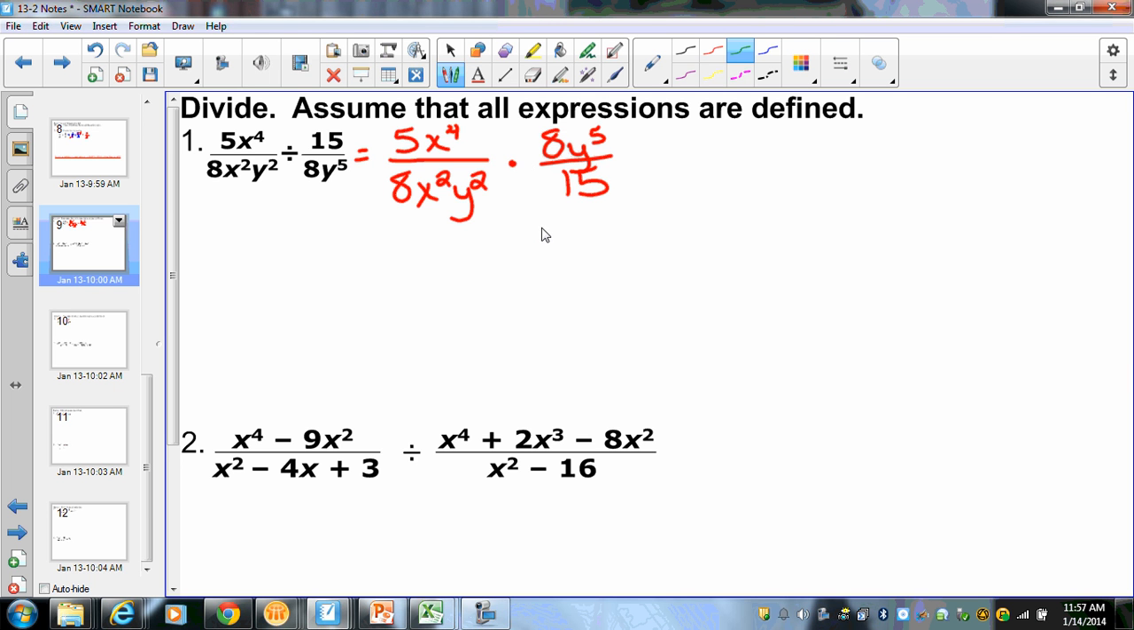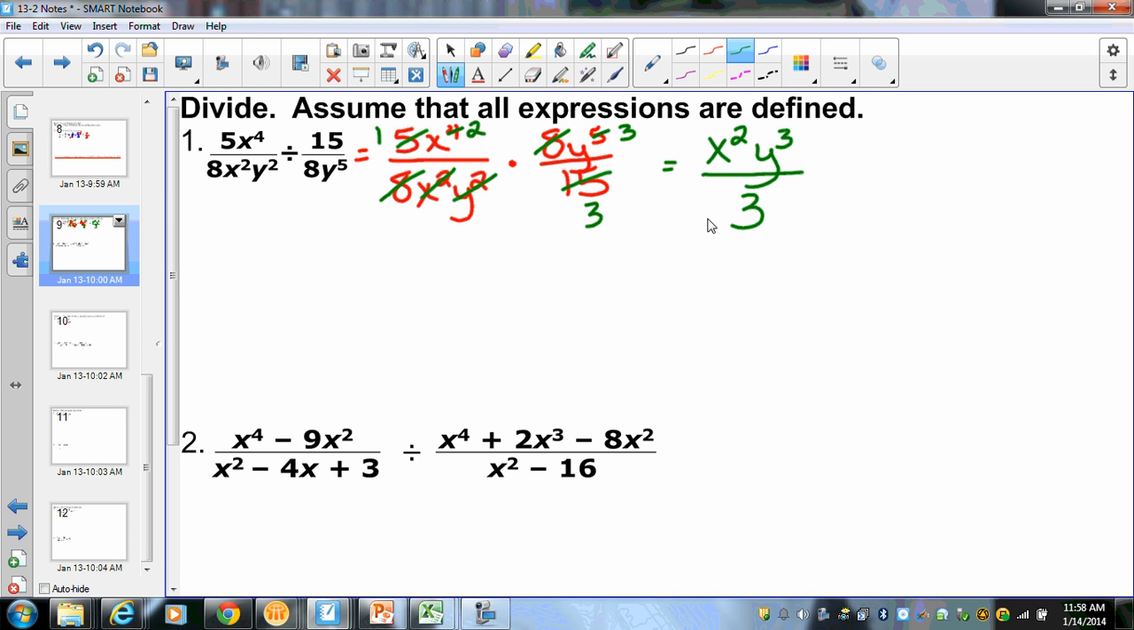And now at this point, it becomes just like the problems we did yesterday. We cancel out things that are in common between numerators and denominators. This can reduce to a 3, and this reduces to a 1. This will reduce to an x squared, and this will reduce to a y cubed. So left across the top, I have 1 times x squared times y cubed. So that is x squared y cubed. And in the denominator, everything is canceled except for this 3 right here. So that final answer is x squared y cubed all over 3.